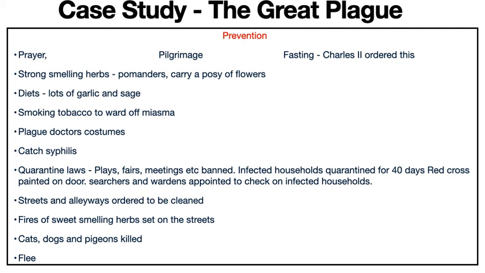Of course, those at the very top of society fled. For example, the king left London. Everyone tried to get out of the capital city.